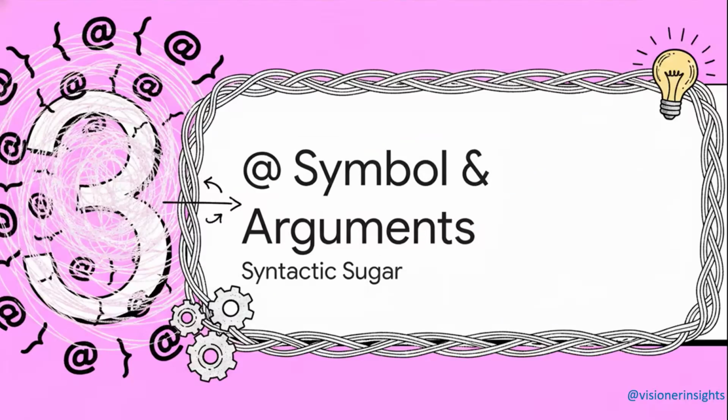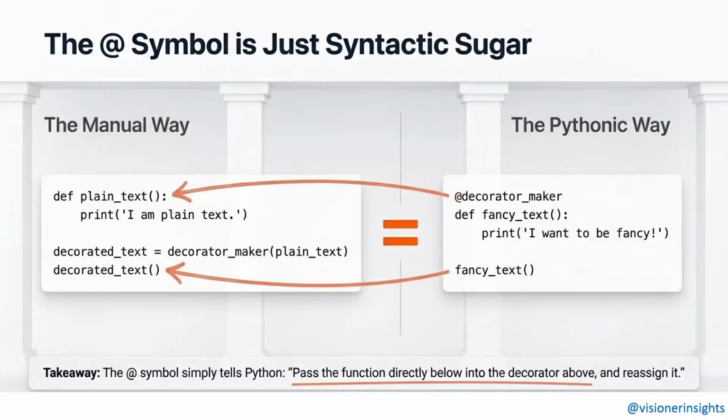Now, what's really interesting here is the stark contrast between the manual way and the true Pythonic way to apply these wrappers. The manual way, on the left, forces us to do this really awkward reassignment. decorated_text = decorator_maker(plain_text). We literally have to explicitly pass the old function into the maker to get the new one. Kind of clunky, right? But the Pythonic way gives us this elegant shortcut.